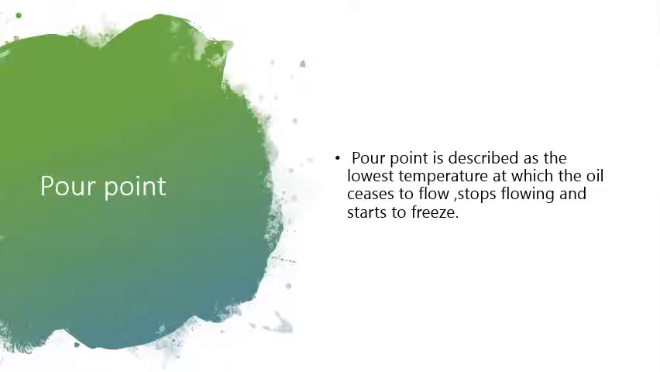What is the pour point of the lubricant? The pour point of the lubricant is described as the minimum temperature, or the lowest temperature, at which the oil ceases to flow. What is the meaning of ceases to flow? It means stops flowing, or we can say starts to freeze. So that minimum temperature at which the oil stops flowing or starts freezing is recorded as the pour point of the lubricant. So the cloud and pour point is the range of the minimum temperature at which the oil stops flowing. It starts from the cloud point and ends with the pour point.